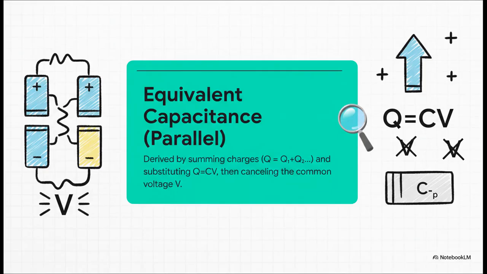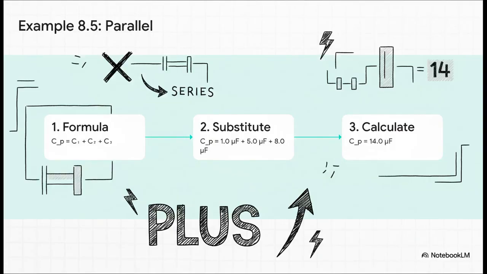The derivation here follows the same logic as the series one, but we start with our charge summation rule. Again, we substitute Q equals CV into each term, and this time, since the voltage V is the common factor for everything in parallel, we can just cancel it out from both sides, which leaves us with a beautifully simple sum for the equivalent capacitance, C sub P. So yeah, the calculation here is about as easy as it gets. You just add up the individual capacitances and you get 14.0 microfarads.